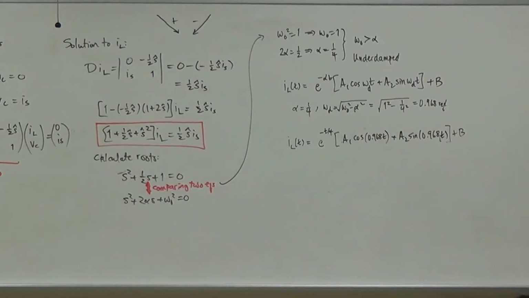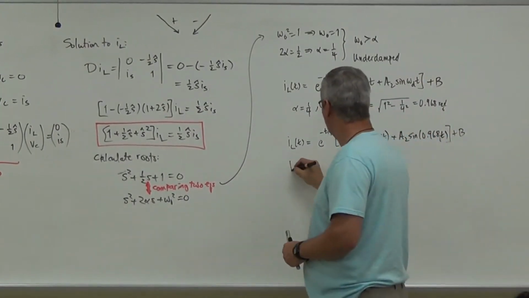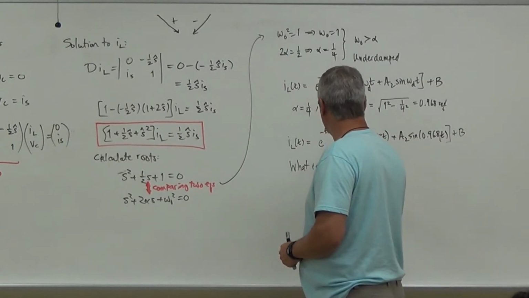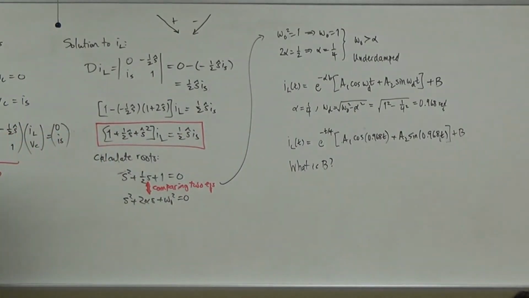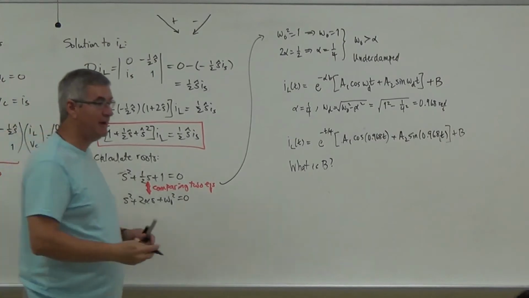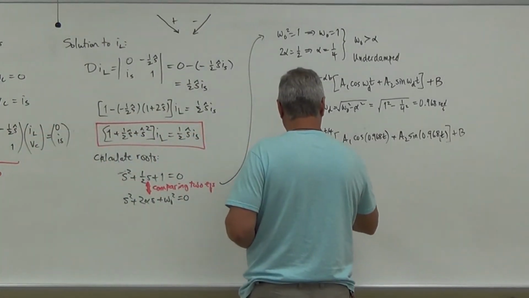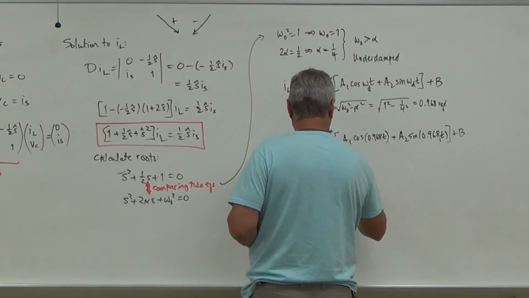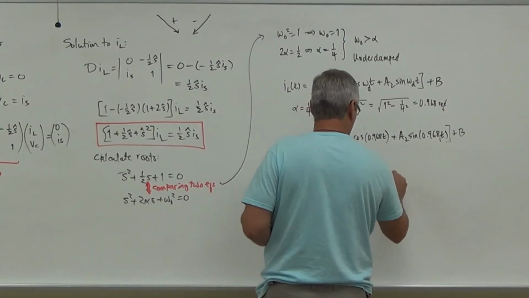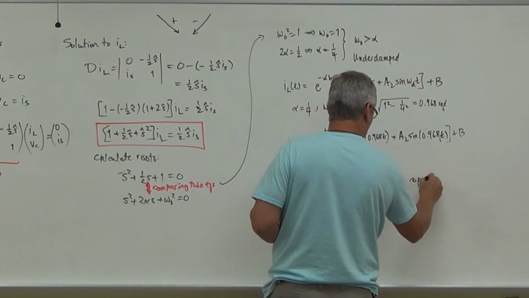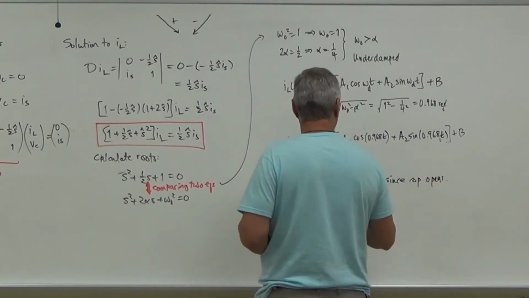So one thing that I forgot to do here is I should have calculated my B constant right away. So the question is, what is B? Go to the circuit. Look at the current of the inductor. As t goes to infinity, what's the current of the inductor? 0. So by inspection, IL at infinity has to be 0 since the cap is open. Okay, so we know it's got to be 0.